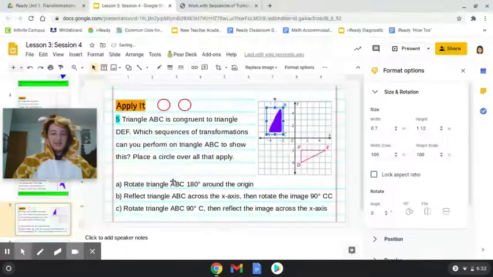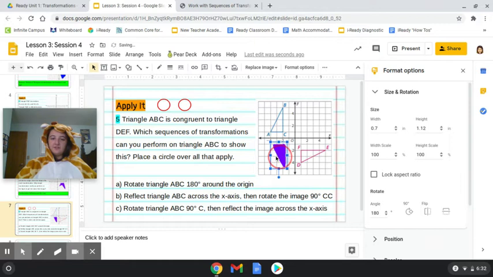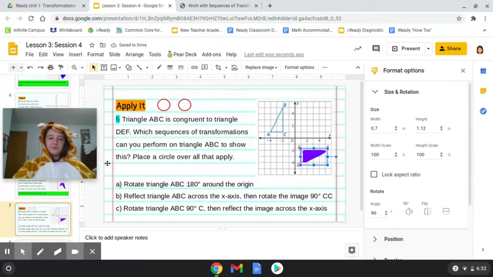So for B, it says we want to reflect over the x-axis, so like so. So we're going to reflect so that it ends up right around here. And then rotate 90 degrees counterclockwise. And it does end up on triangle DEF, like so. So B is a correct answer.